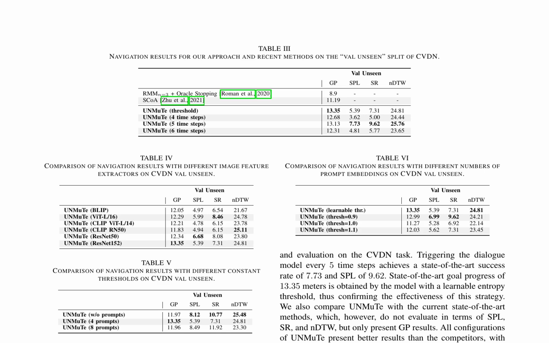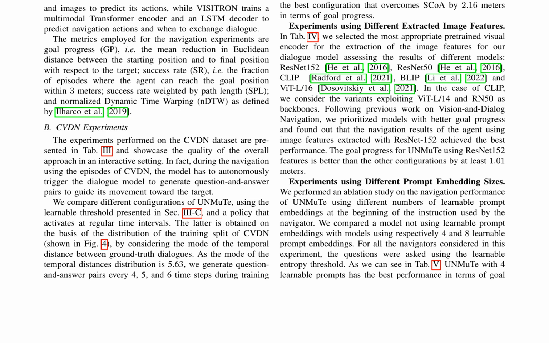An ablation study is performed to evaluate the effect of different prompt embedding sizes on the navigation performance of UNMuTe. The results show that using 4 learnable prompt embeddings achieves the best performance in terms of goal progress. The model is also evaluated using different constant thresholds, and the results show that the learnable entropy threshold achieves the best performance.